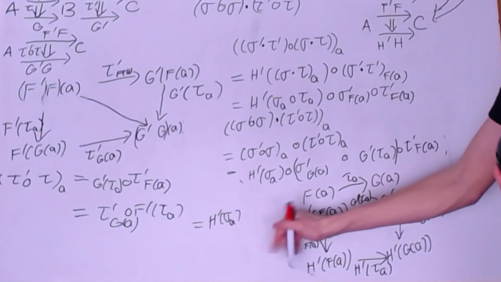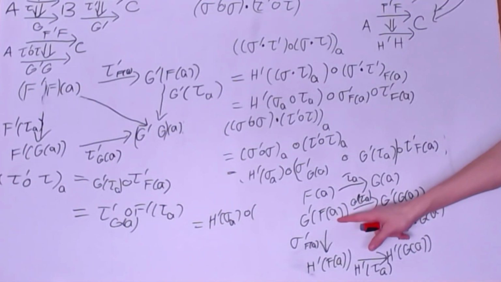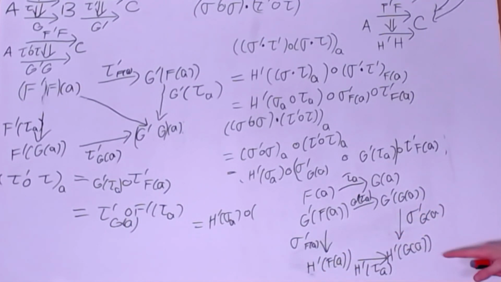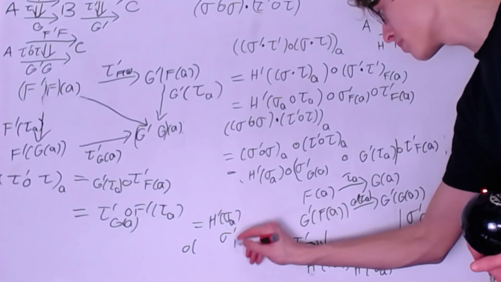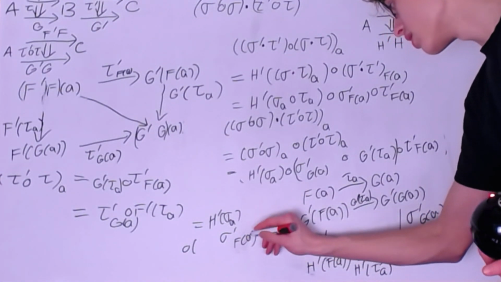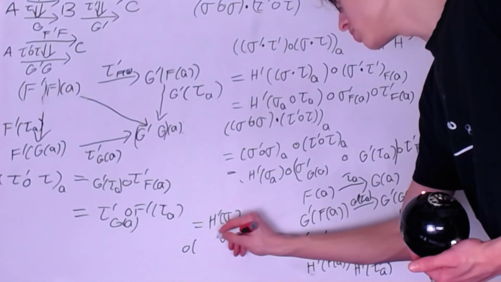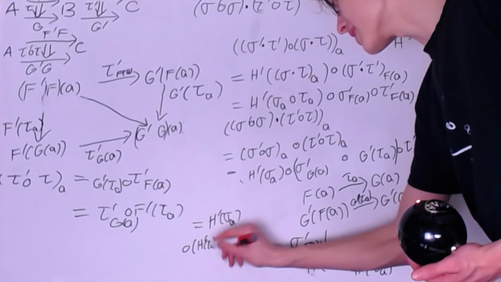We have H prime sigma of A composed. What's this going to be converted to? So that composed that is the same as that composed that, and you can prove that using properties. So the first thing we do in this path is we do sigma prime at f of A. Then we do H prime at tau of A. So I do composed H prime at tau A.